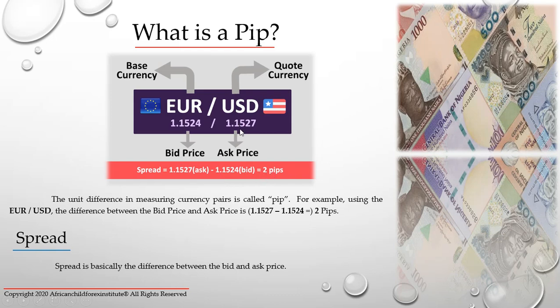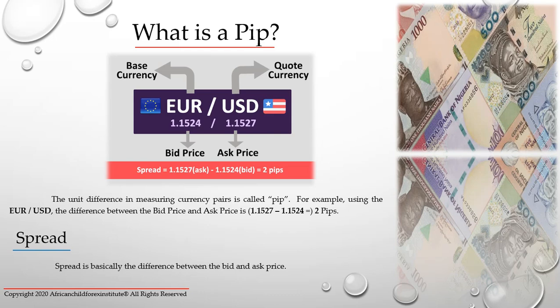If you subtract 1.1524 from 1.1527, it will give you about 2 pips. So the difference between them is about 2 pips. A pip is just a unit we use to measure the change in currency pairs. If the price moves from 1.1527 to 1.1528, meaning it gains value, that is about 1 pip. Let's assume that it gains about 20 pips. That means it has gone in the direction of your prediction.